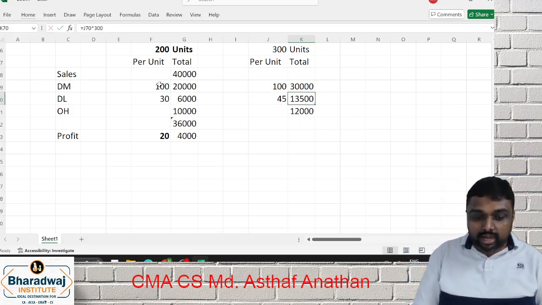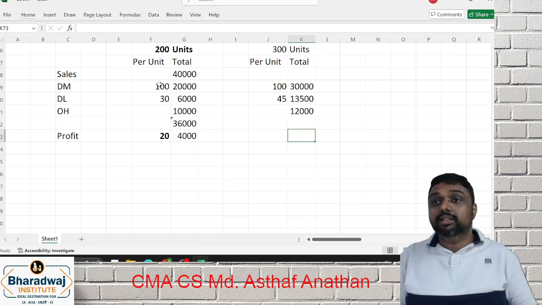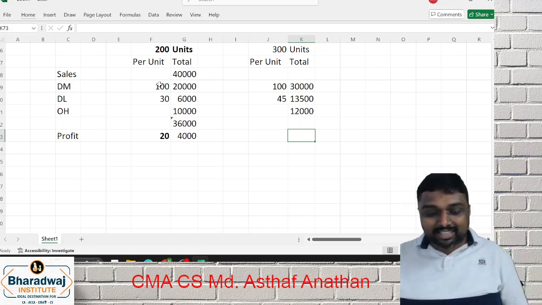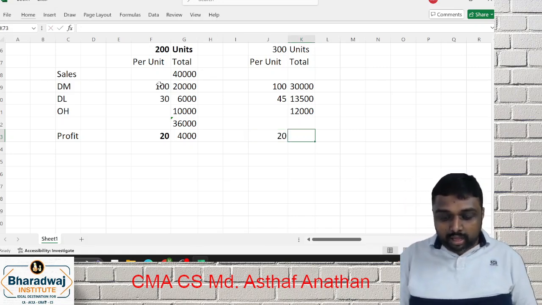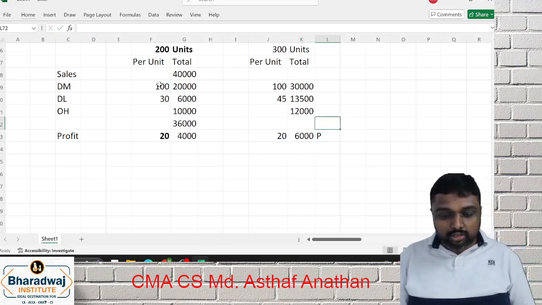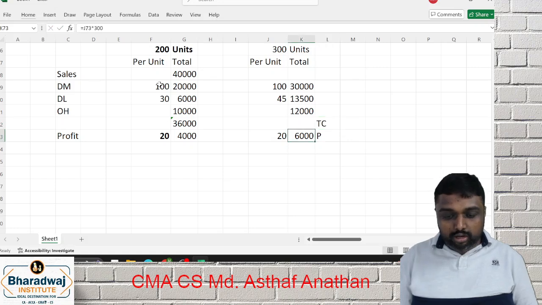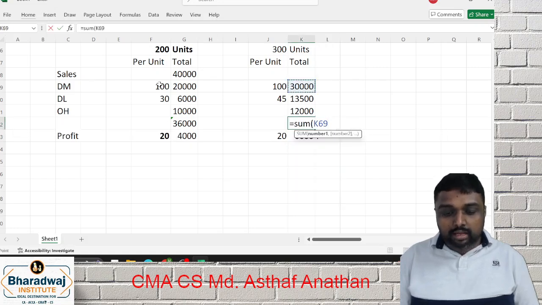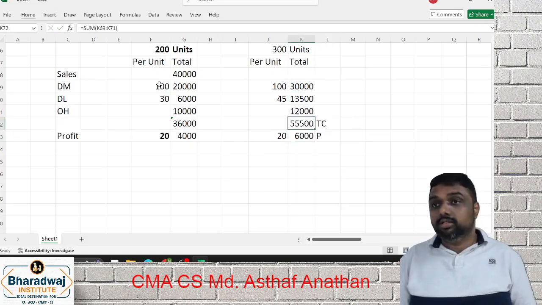Are you able to understand? So they tell you want the same amount of profit. What's the same amount of profit? 20. How many units are you selling? You are selling 300 units. So you go to your profit. This is your total cost. What is your total cost? You have to take the same total. Your total cost is 55.